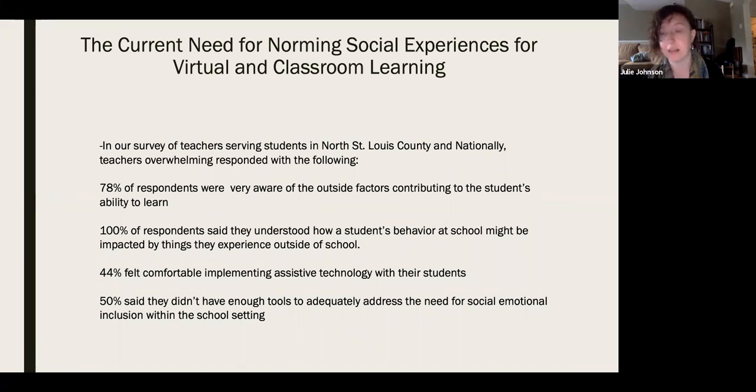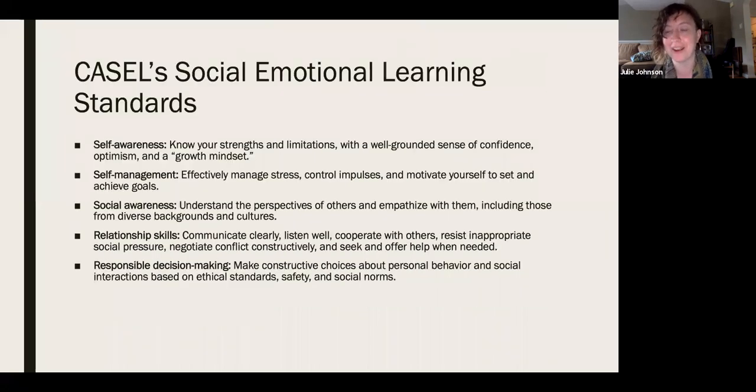Not even physical access issues, but also instructional access, right? So nobody is left unimpacted by that. All right, so how do we bring in social emotional inclusion with technology?